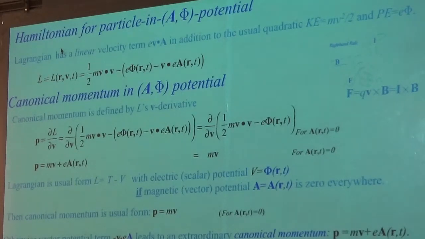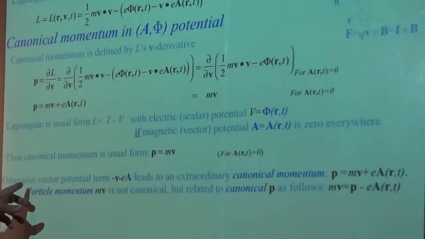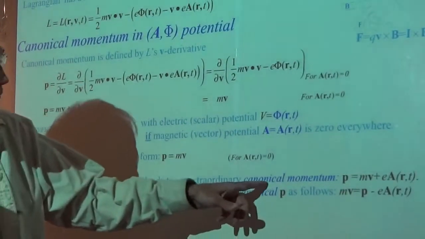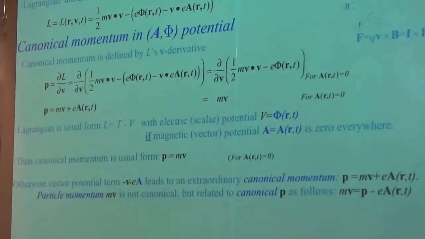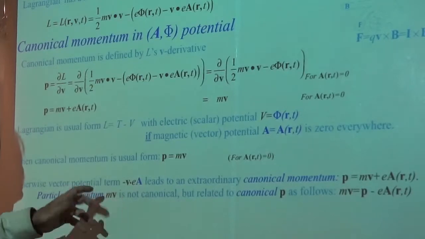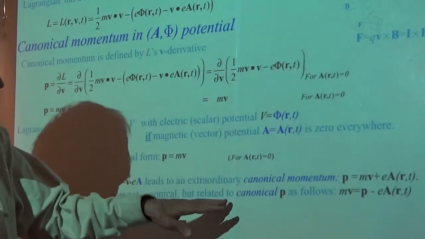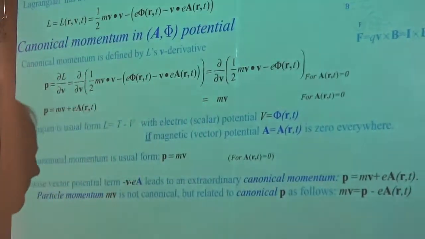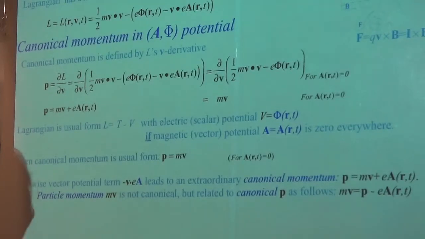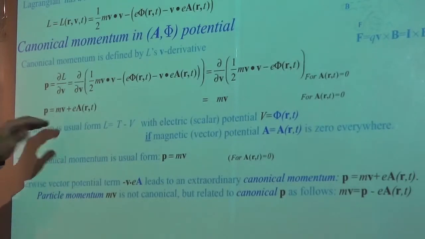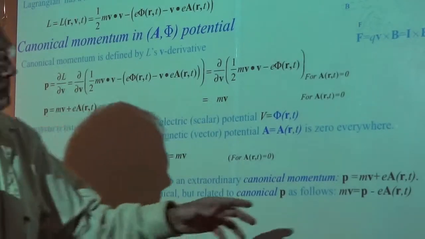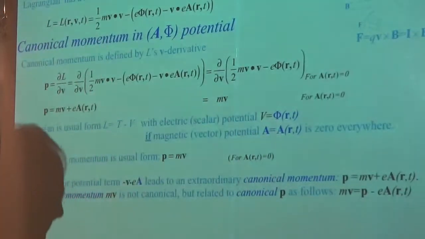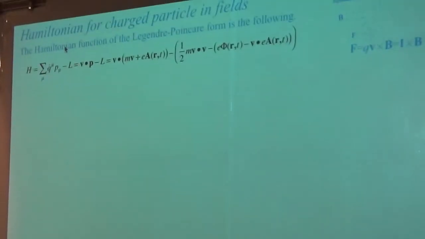Now, with the A, it leads to an extraordinary canonical momentum, namely this, and the particle momentum, this thing that we are used to at least calling that, is related to this canonical momentum by subtracting. mv is p minus that. In other words, this one right here is a boost of a velocity positively. This is a boost of a momentum negatively. Okay, now let's look at the Hamiltonian formulation, the one that tells us about energy, not phase.